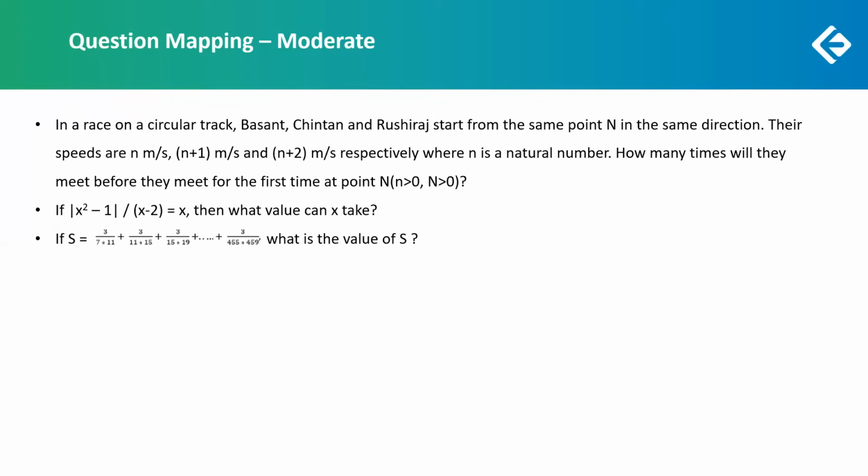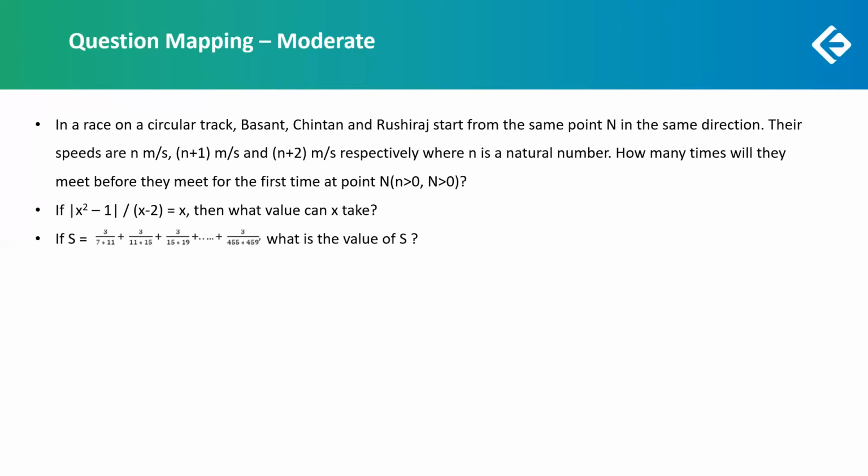Now the first question was on time, speed, distance. A circular track, 3 people are starting from the same point N in the same direction. Speeds are n, n+1 and n+2 meters per second. n is a natural number. How many times will they meet before they meet for the first time at point capital N, which is the starting point? I'm sure many people would have skipped this question, which is fine, but you should think about the alternative methods of solving this.